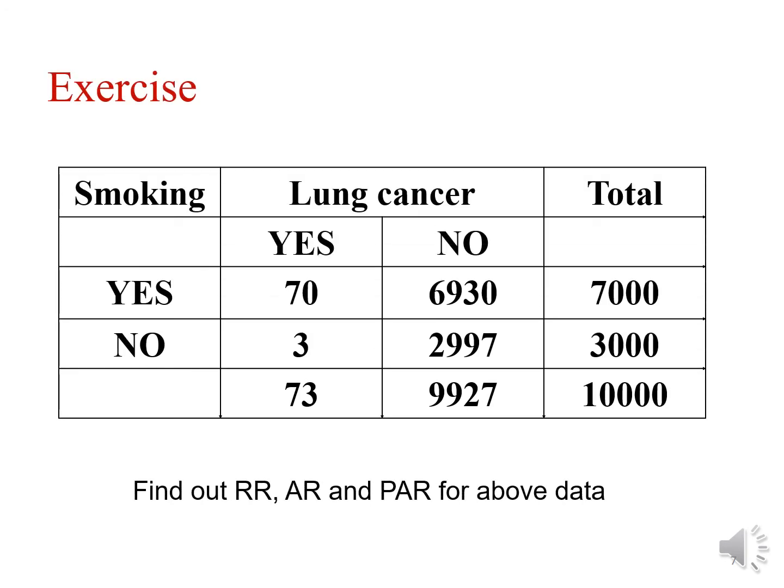There is an exercise to be done in your own time. Please all of you draw this 2 by 2 table shown in the slide. Draw 2 by 2 table and calculate relative risk, attributable risk, population attributable risk, and interpret your findings. Now note it. Hope all of you are noting it.